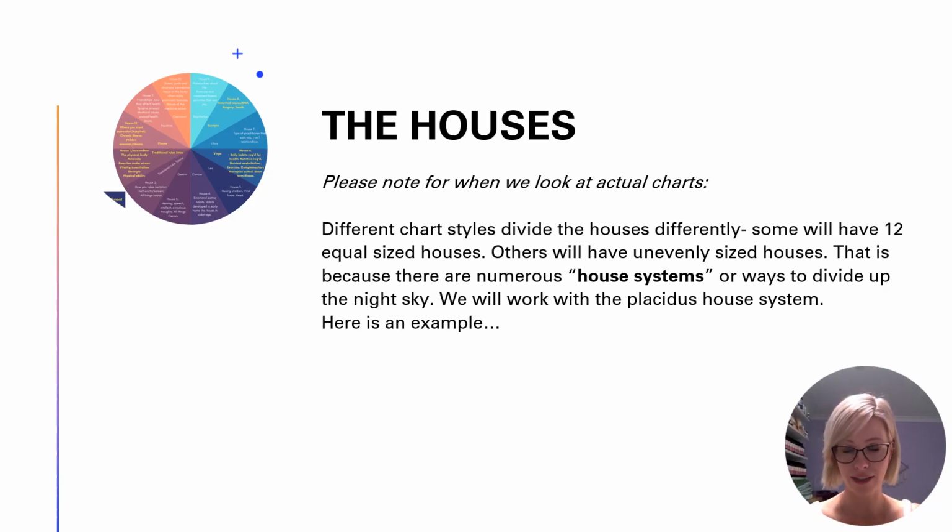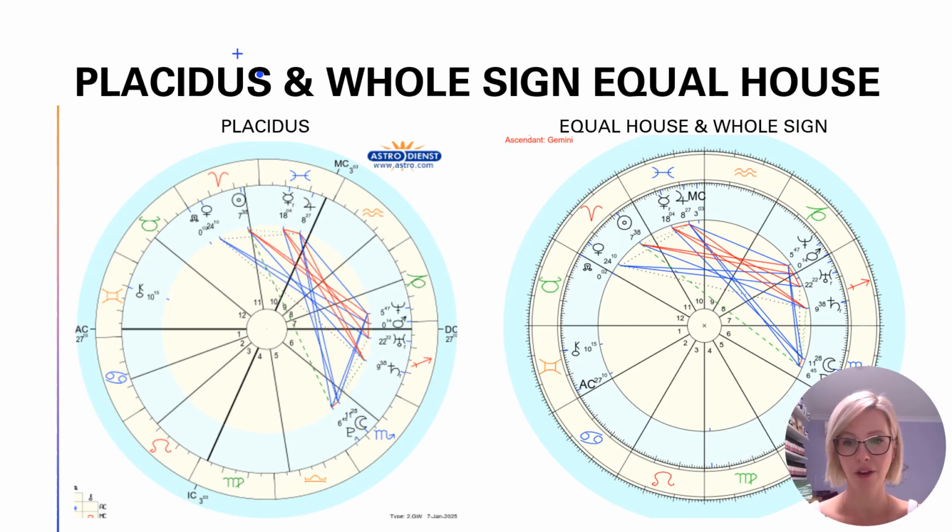We will work with the Placidus house system, and I will show you that in the next slide. So on the left you can see it says Placidus, and the wheel below it, that is the Placidus house system. That is the house system we will be looking at and using throughout this course. However, I want to show you on the right we have an equal house whole sign chart as well. It is perhaps a little easier to read, as you can see each house is divided up into an equal size, so nothing is bigger or smaller, they're all equal, and they all have one sign for each house.